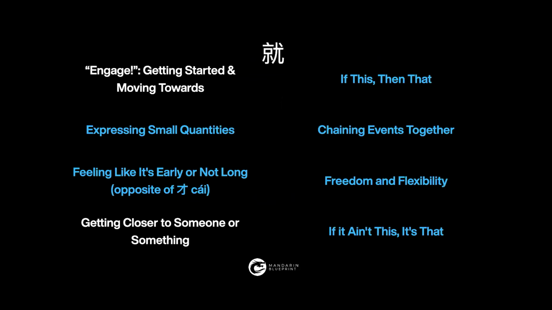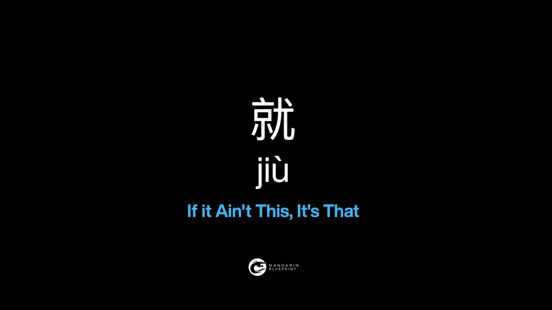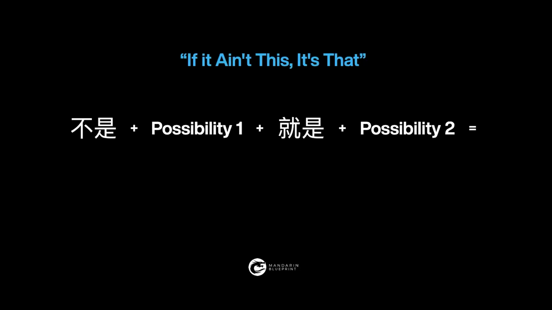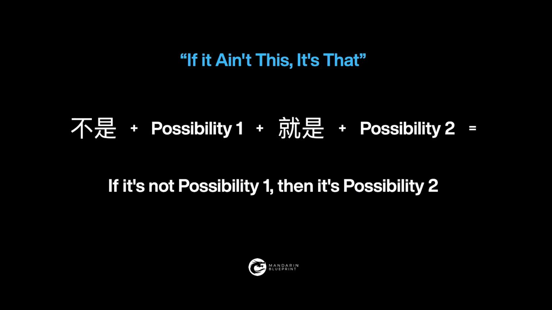Now, finally, let's talk about the if it ain't this, it's that function. Now, in this case, you're going to use 不是 plus possibility 1, 就是 possibility 2. And if it's not possibility 1, then it's possibility 2. Hey, if it ain't this, it's that. If he ain't complaining, he's just, I don't know. It's that idea of like, there's only 2 possibilities here.